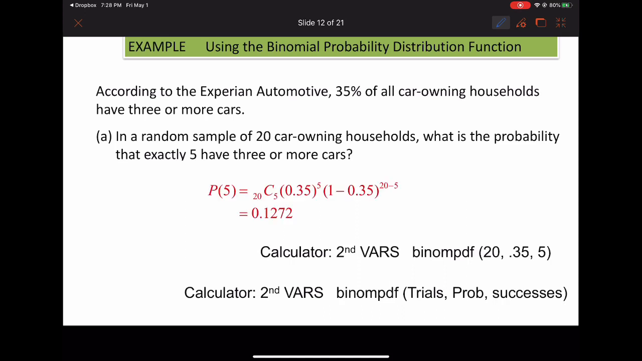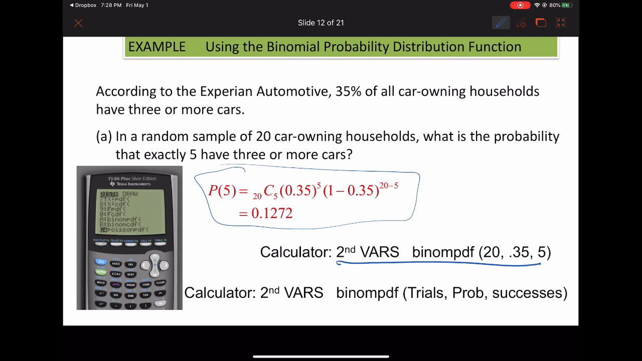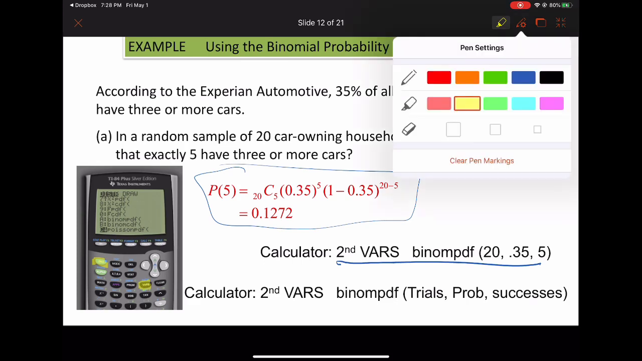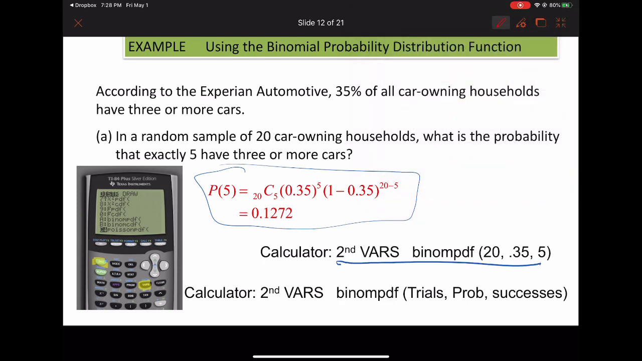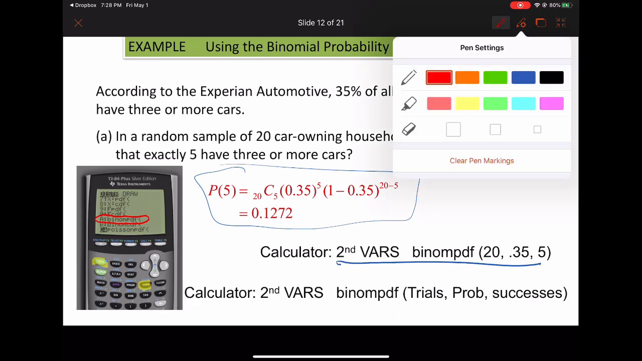This is my answer. I'm not making you do this particular math right here. We're going to use our binomial PDF function. When you are in your calculator, you'll hit second, then vars, and then you will scroll down till you get to A, binomial PDF. So binomial PDF is what you're looking for.